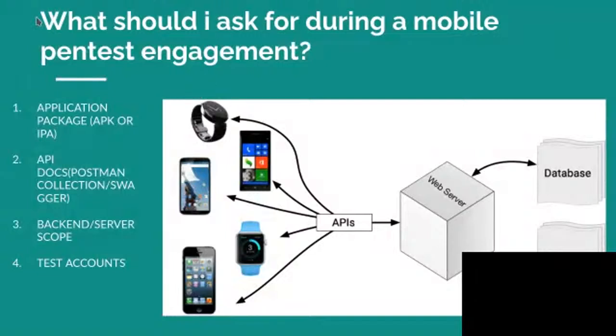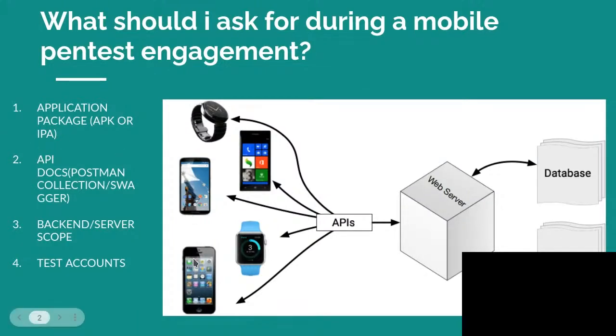So, although I am done explaining this particular topic, you asked for a recap. So I said things you should ask for whenever you want to perform a mobile application pen test engagement. One is the application package or the binary, which comes in either APK or IPA. APK is for Android applications or Android phones, while IPAs are for iOS, like iPhones. Then another thing you want to ask for is the API documentation, right?